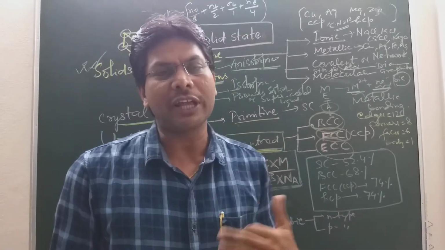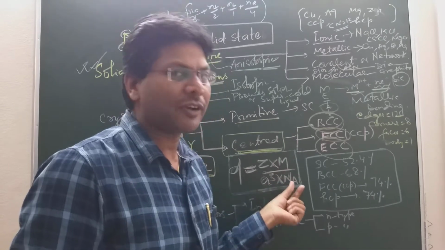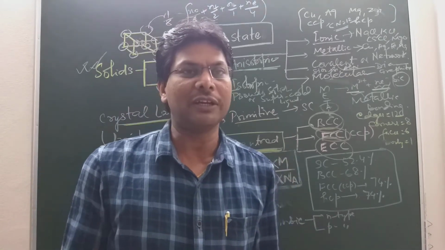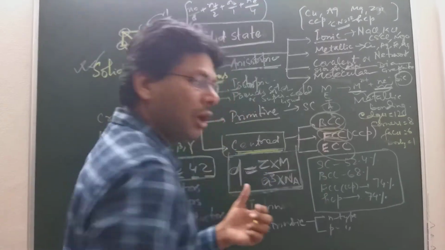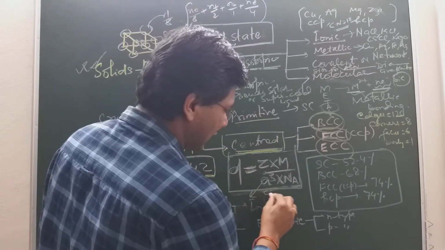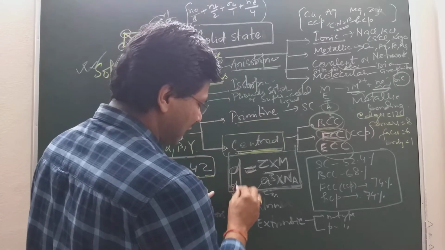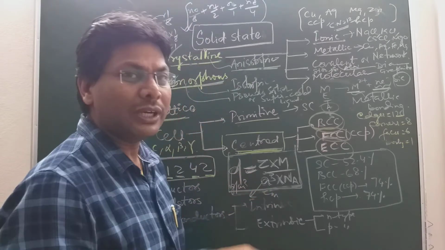M is the molar mass. It can be of an atom or of a molecule. So molar mass divided by Avogadro number will give the mass of a single unit, either molecule or atom. This formula will help you find out the density. Make sure that the unit of a is in centimeter to get the density in gram per centimeter cube.